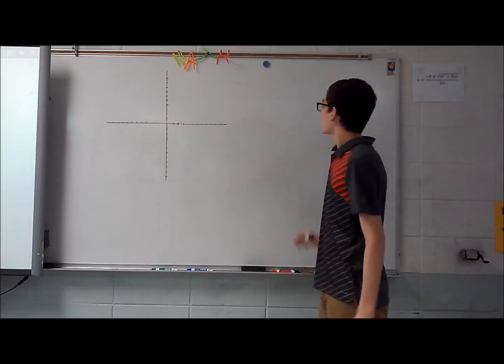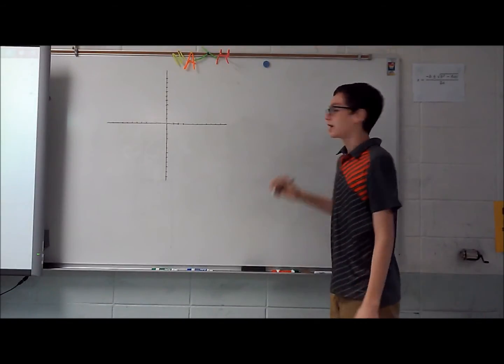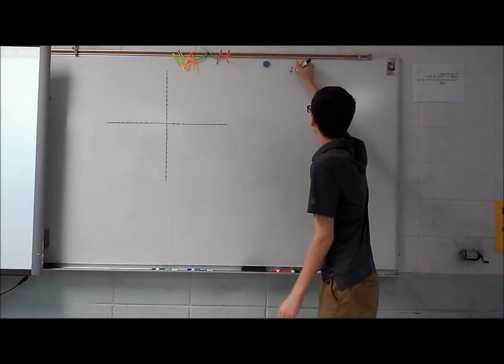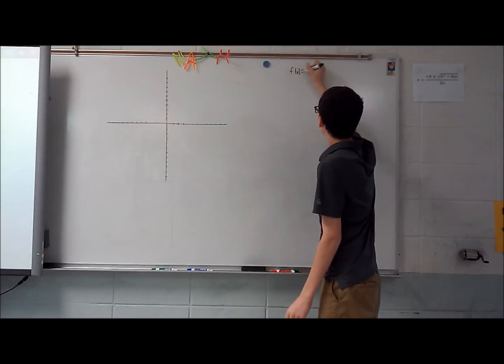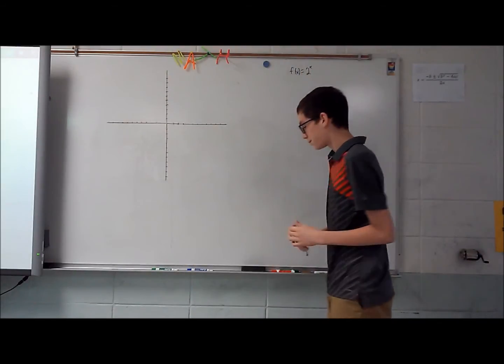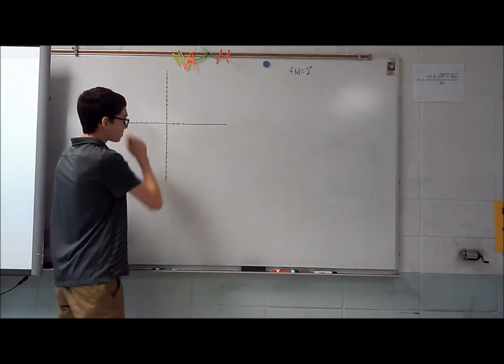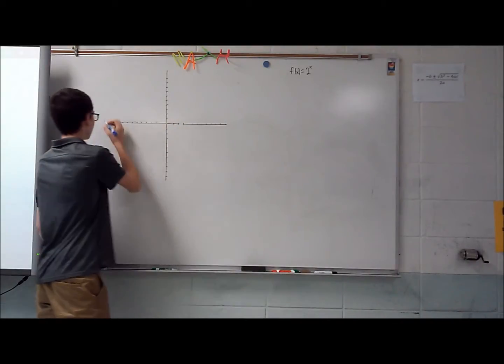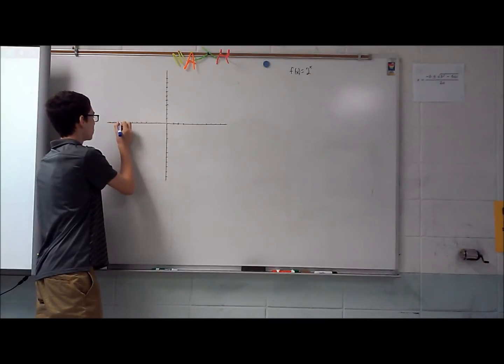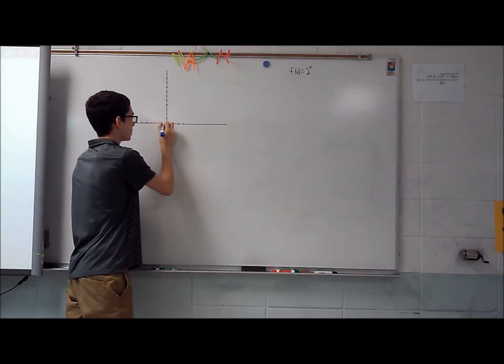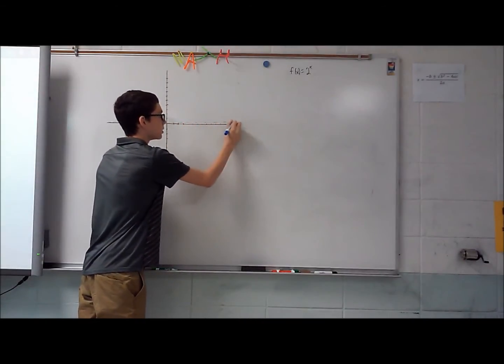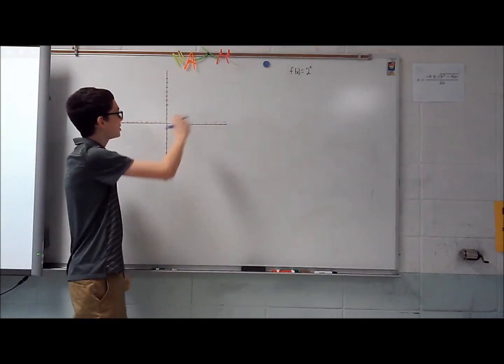Now let's look at the parent graph for one of the parent functions for exponential. So f of x equals 2 to the x power. Now we know that the asymptote for that graph is going to be at y equals 0, because y can no longer be smaller than 0.